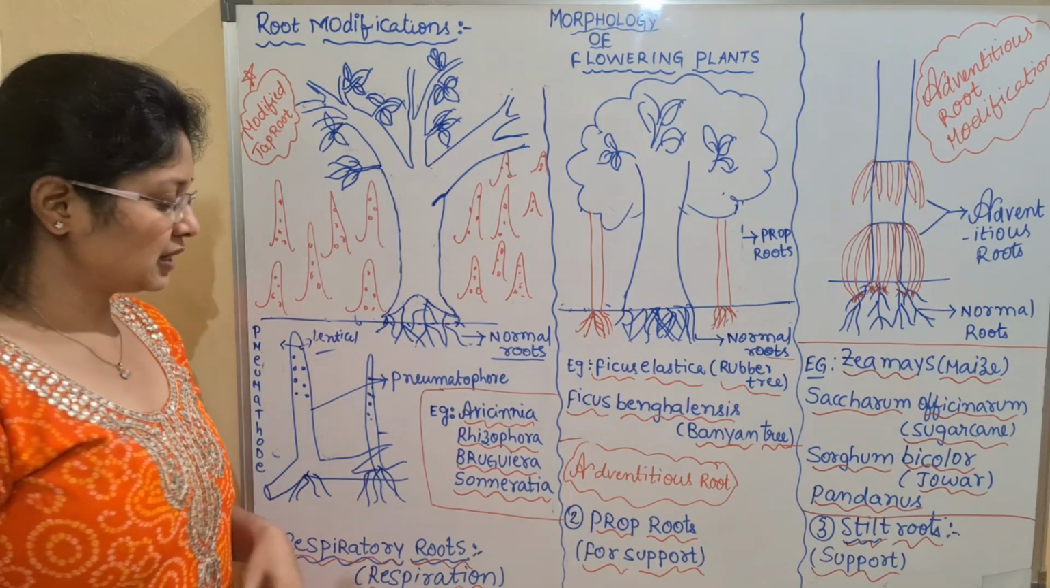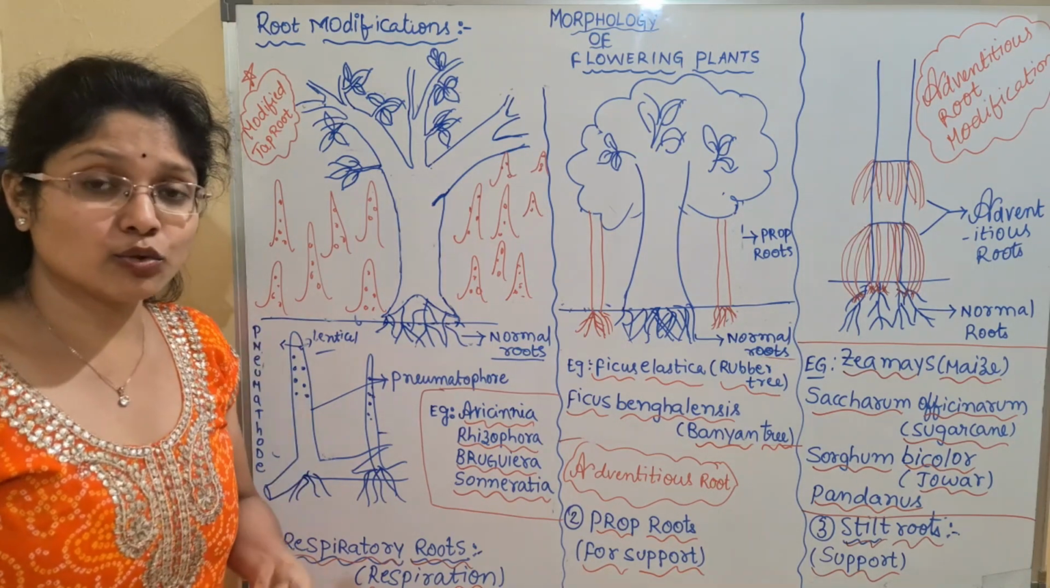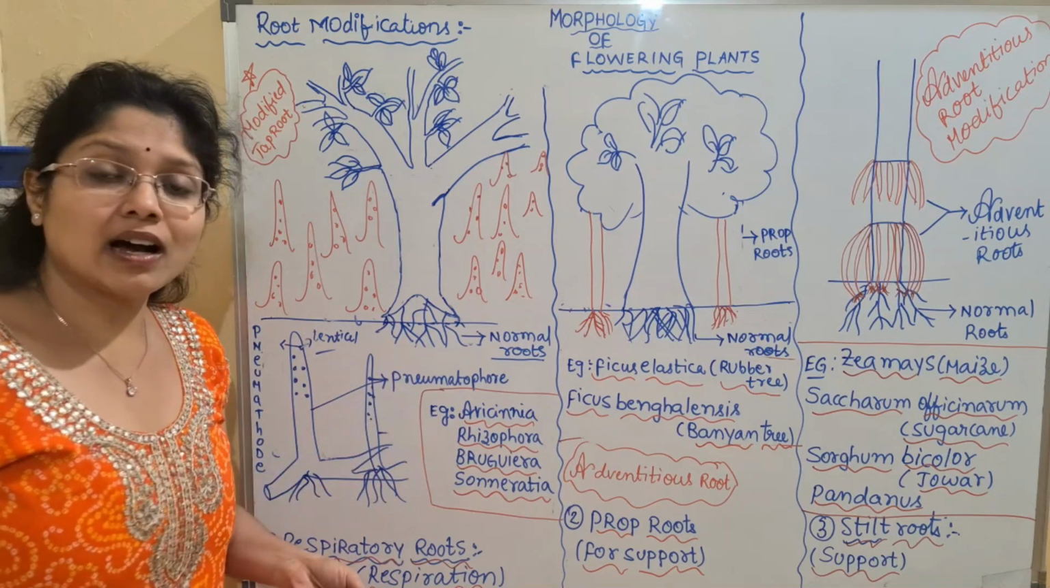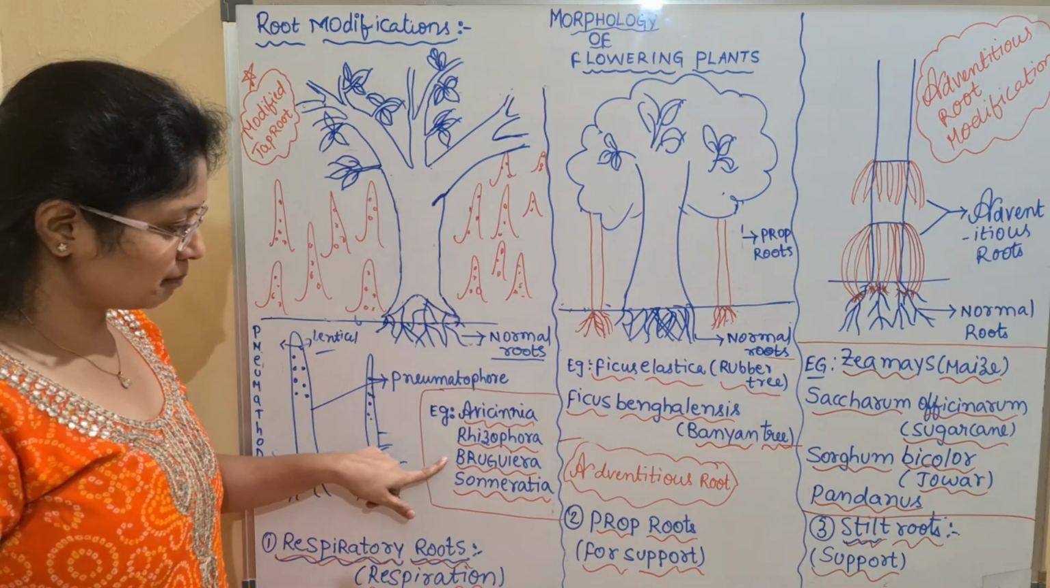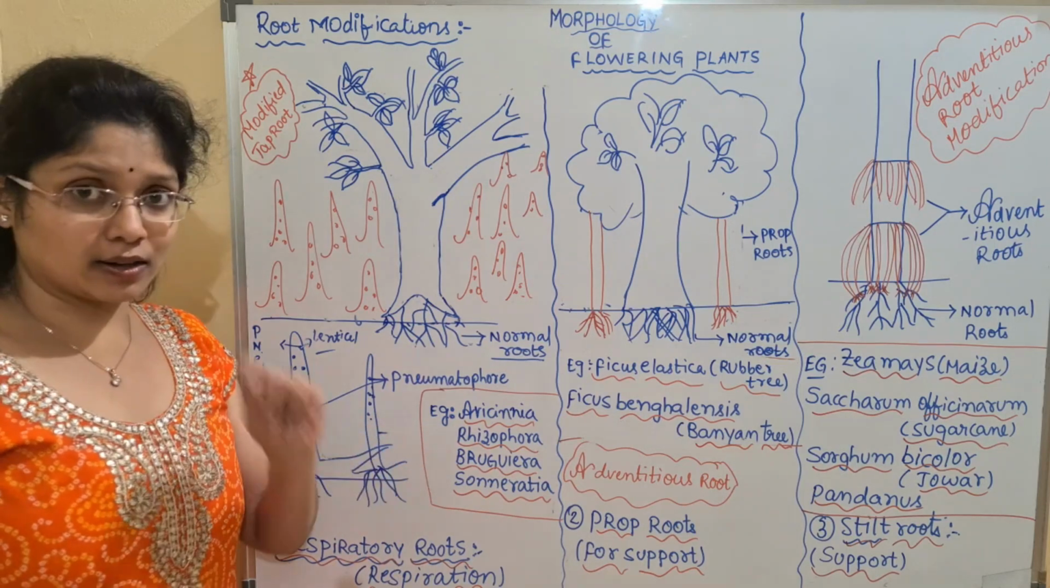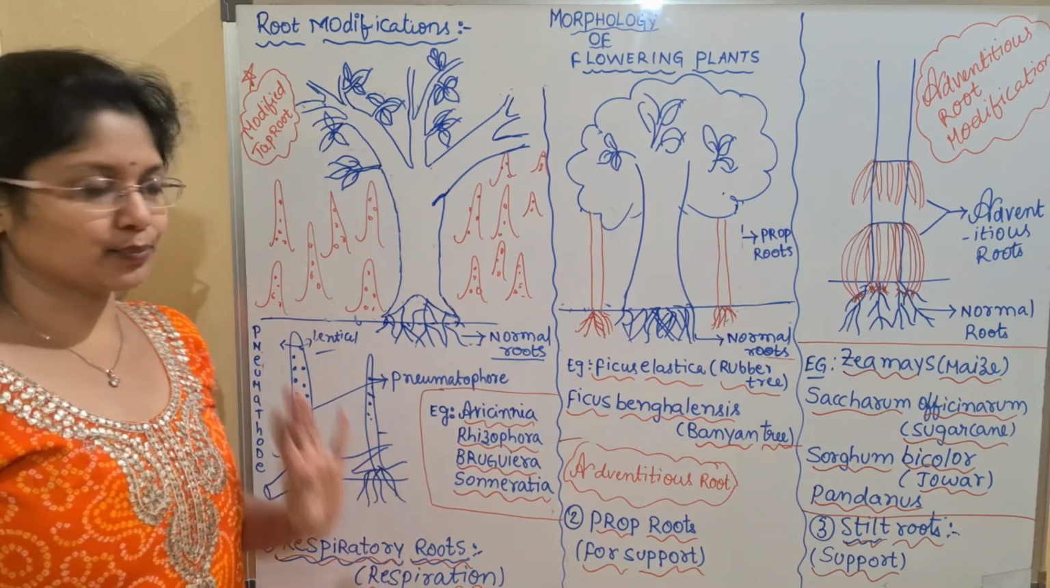So what are the 4 examples, children? Avicennia, Rhizophora, we have Bruguiera, Sonneratia. So here you can make a small code, BARS, B-A-R-S, BARS. Okay, all the 4 examples.